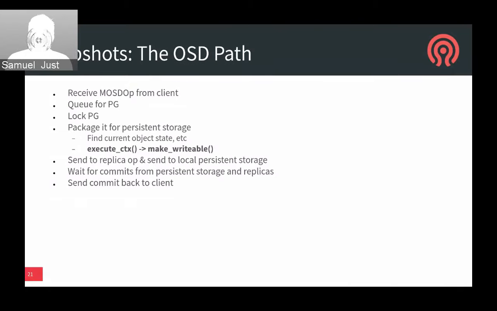So at a high level, the OSD write path looks something like this. We receive an MOSDOp from the client. We queue the op for the PG. When the op comes off the queue, we lock the PG, and then we perform some work to package it for persistent storage, mainly constructing a PGTransaction. For snapshots, the most relevant bits here are finding the current object state and the execute_ctx make_writeable combination, which we'll talk about in just a moment. Once we have this transaction, we send it to the replicas and to local persistent storage. But that part is after we've done the transaction bit, and it already encodes all of the information required to construct or update clones.